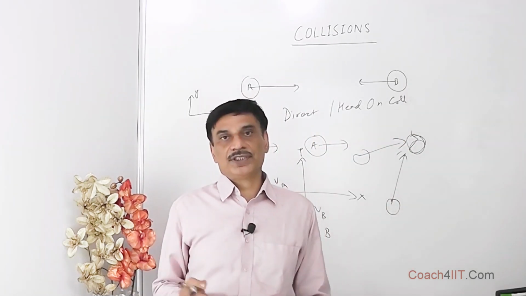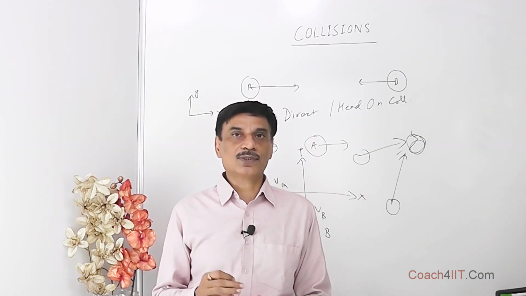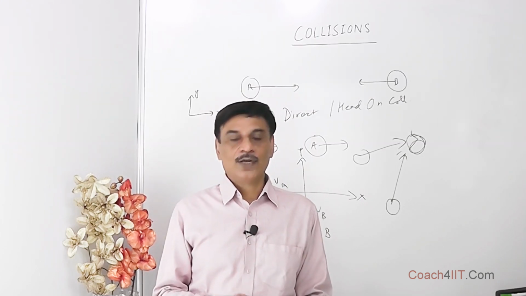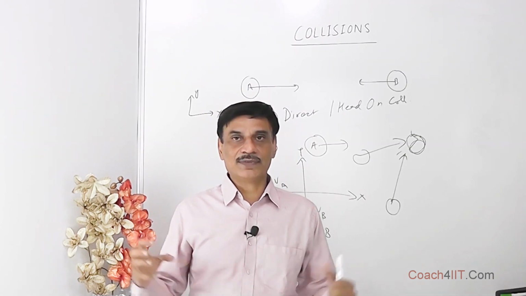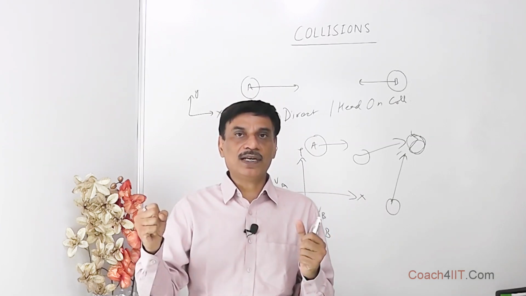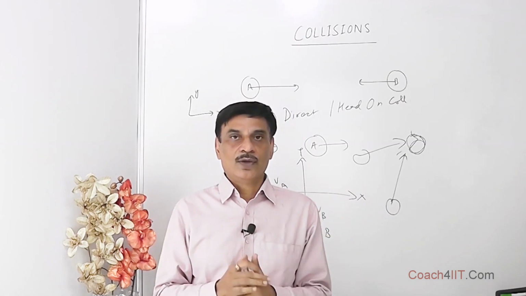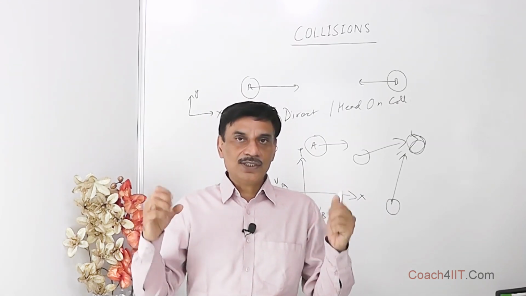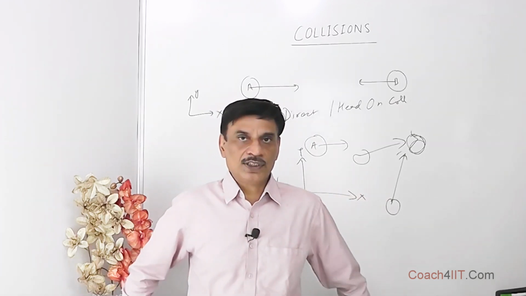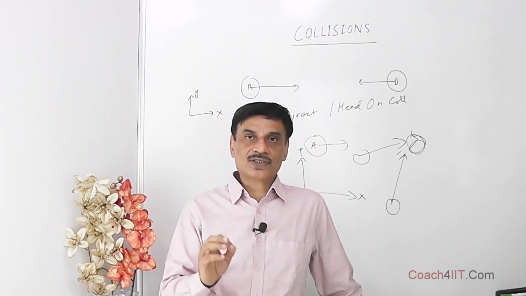The other categorization of collisions is on the basis of whether the kinetic energy is conserved during these collisions or not. When two bodies collide, they obviously have some kinetic energy. One may be at rest, but the other has to be moving, or both bodies may be moving. When the initial kinetic energy, that is the kinetic energy before the collision, is equal to the kinetic energy after the collision, then we say this is an elastic collision. That is, the kinetic energy of the system is conserved.